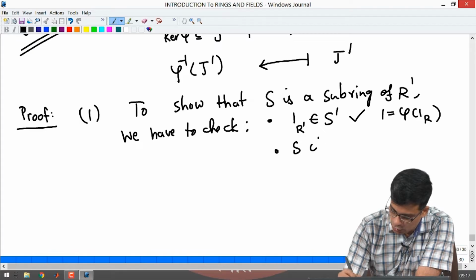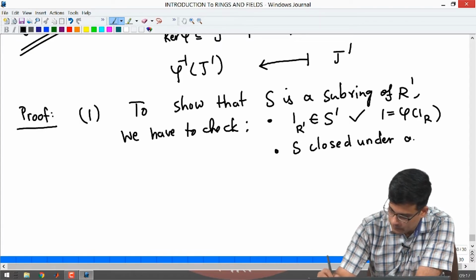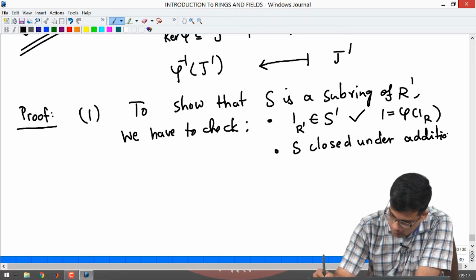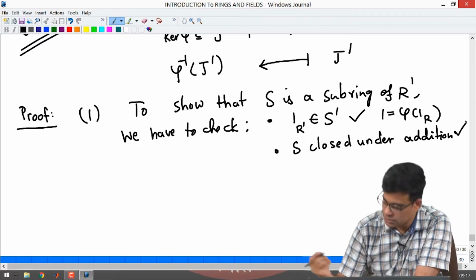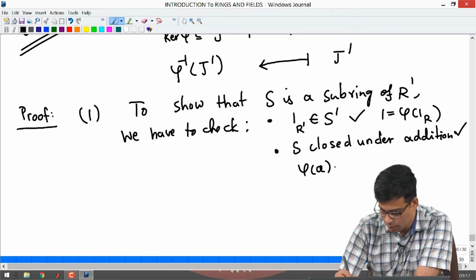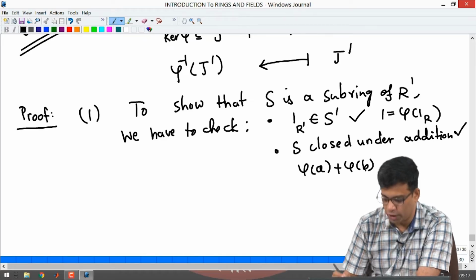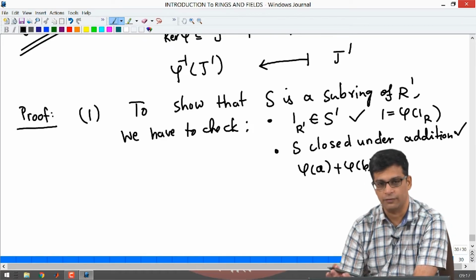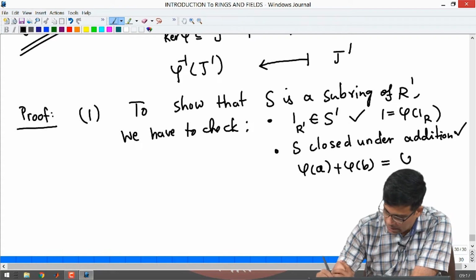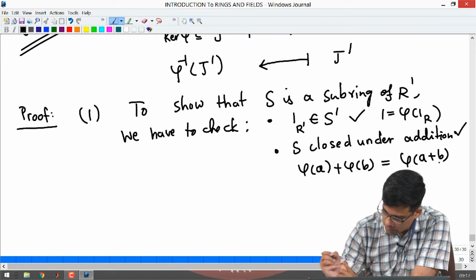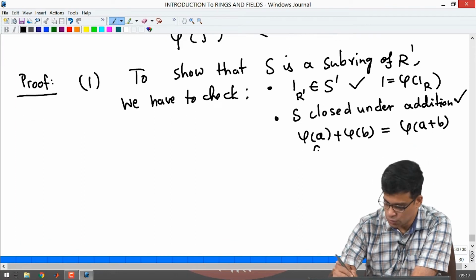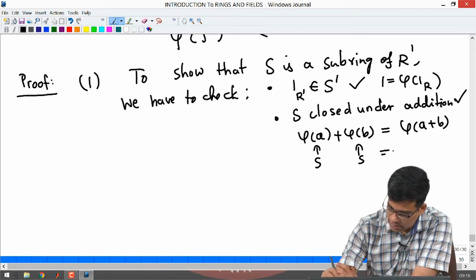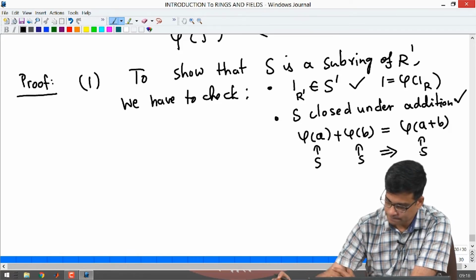So, is S closed under addition? This is also okay, right. If you take phi of A plus phi of B. So, 2 elements of S are of the form phi of A and phi of B. Their sum is simply phi of A plus B, right. So, that is also in S. So, if this is in S, this is in S, this implies this is in S.